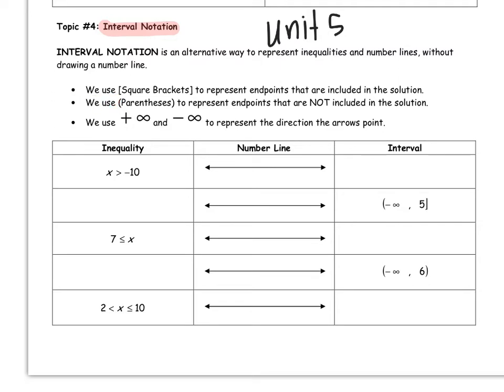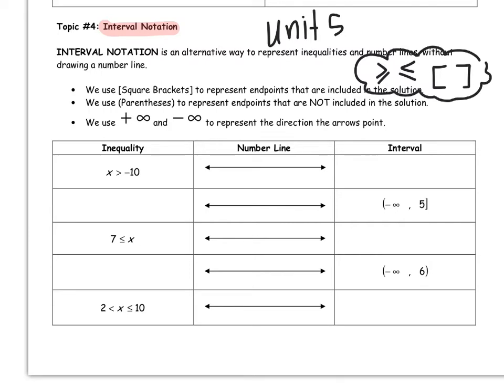First is that we use square brackets. Square brackets literally look like this. Instead of parentheses, they have hard edges like that. It says we use square brackets to represent endpoints that are included in the solution, which means square brackets go with symbols like this: greater than or equal to, and less than or equal to. So these all go together.